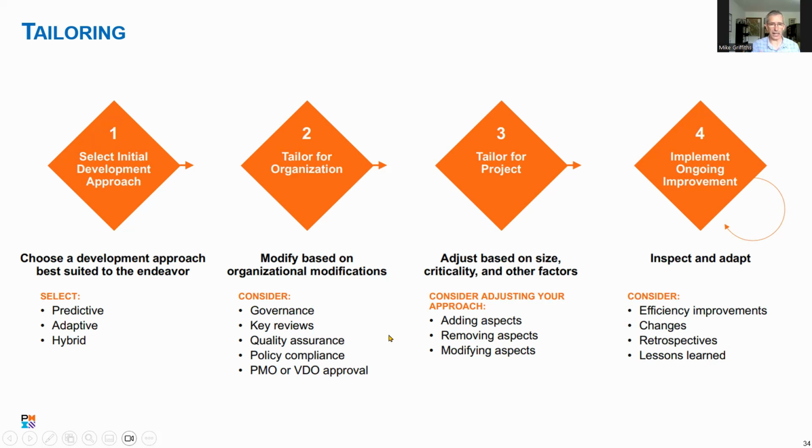And then the second step is to tailor it for our organization. So are we in a highly regulated organization or industry, right? Do we do safety critical stuff? Are we FDA regulated for drugs or something else, right? What's our quality assurance procedure? What's our PMO, our project management office, or value delivery office process for approvals, right? And then once we've tailored it for our industry or organization, we then need to tailor the approach for our project at hand, right?